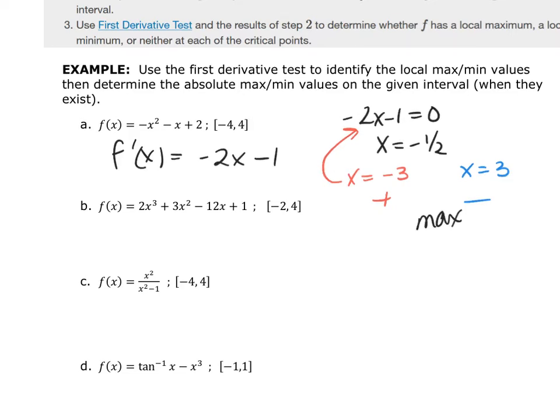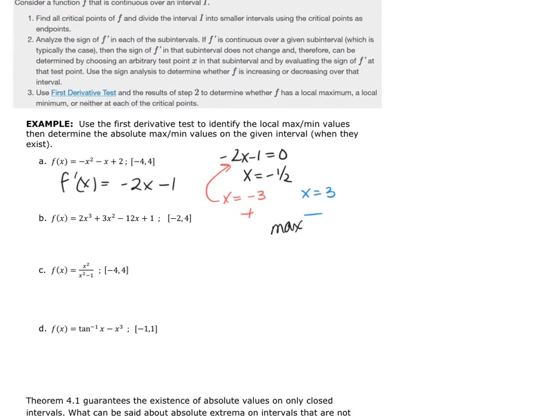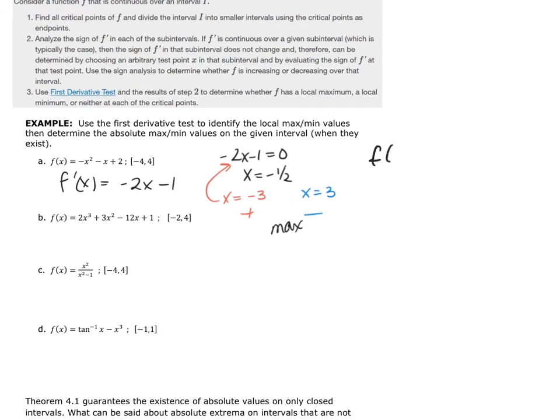Now, we want to know whether or not we have absolutes. And so the way that I find whether or not any of these are absolutes is I have to check my endpoints. So I'm going to do f of negative 4, f of negative 1/2, and f of 4, and determine which ones are my largest numbers and which ones are my smallest numbers. Into the original function, yep, into the original function.